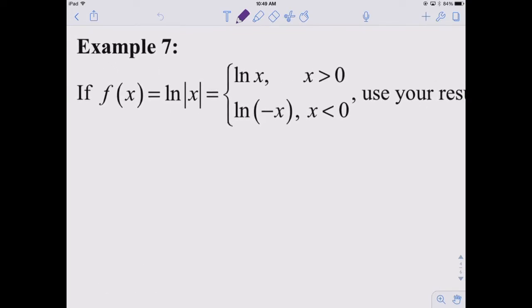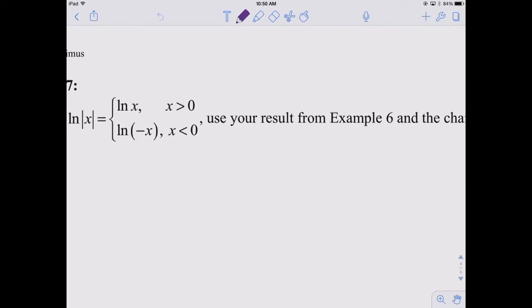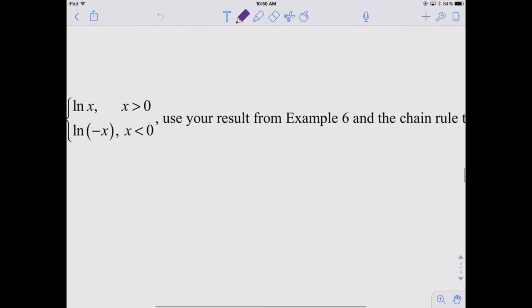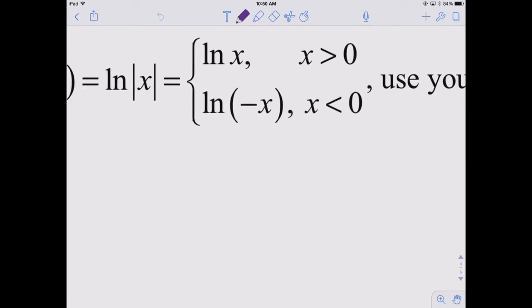It says, if f of x equals the natural log of the absolute value of x, which I broke into the piecewise function for you, I probably should not have done that. Use your result to prove what the derivative of the natural log of x is.